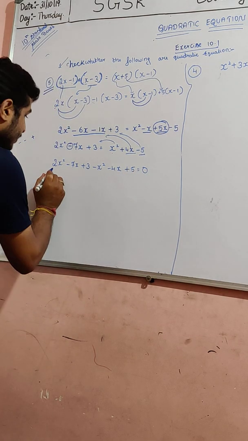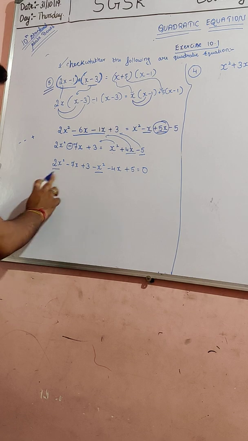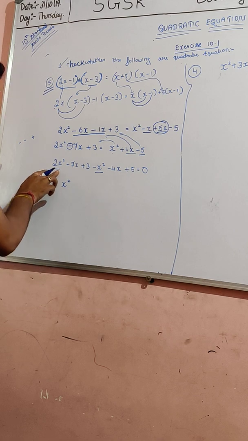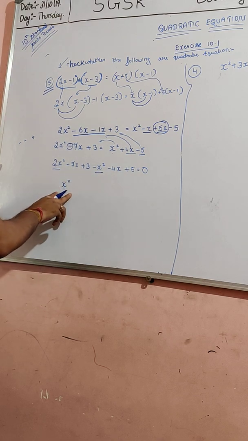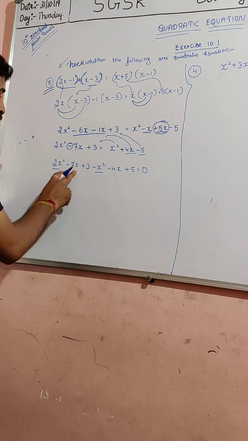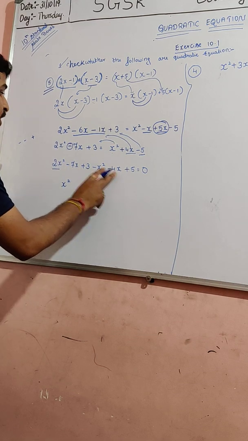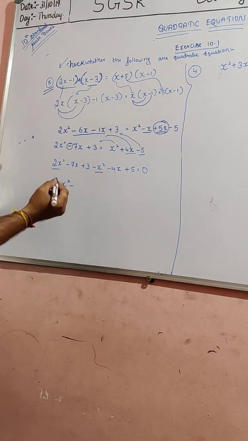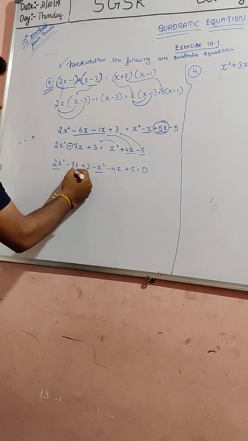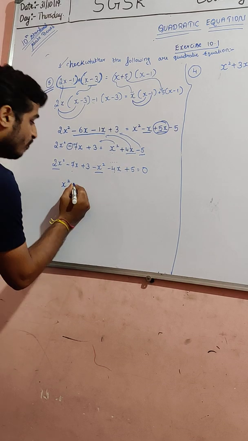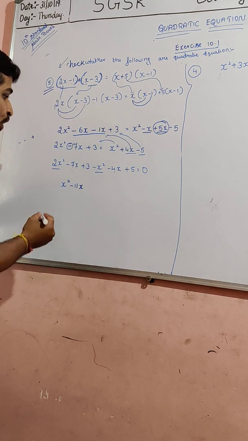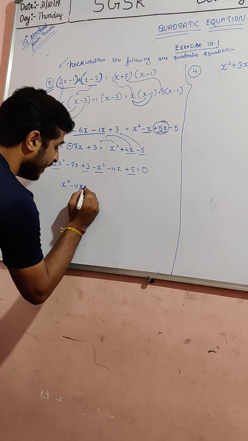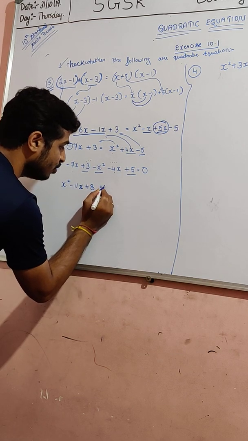Now, like terms. 2x square and minus x square are like terms. 2x square minus x square becomes x square. So you have 2 chocolates, you give 1 chocolate away, so it becomes 1x square. Then minus 7x and minus 4x: you should add these. Minus 7 minus 4 becomes, okay students, 7, 8, 9, 10, 11. So minus 11x. Now plus 3 plus 5, 5, 6, 7, 8. So it becomes plus 8 is equal to 0.